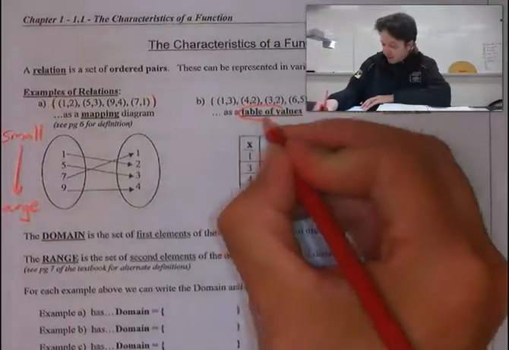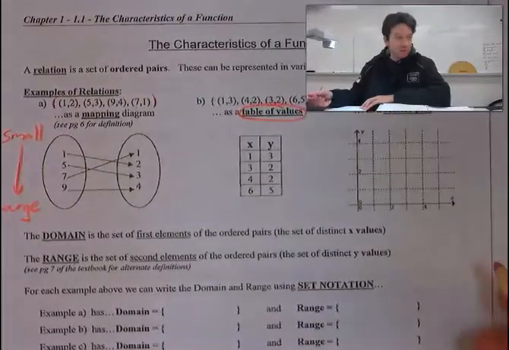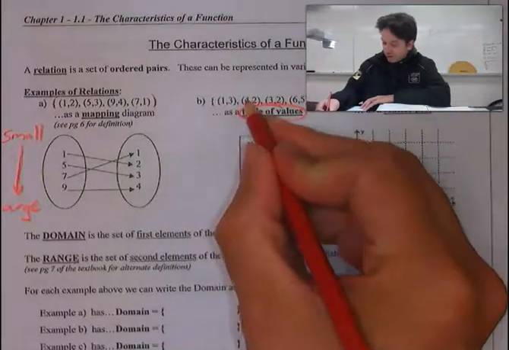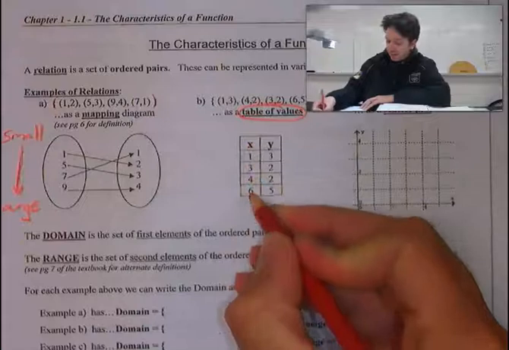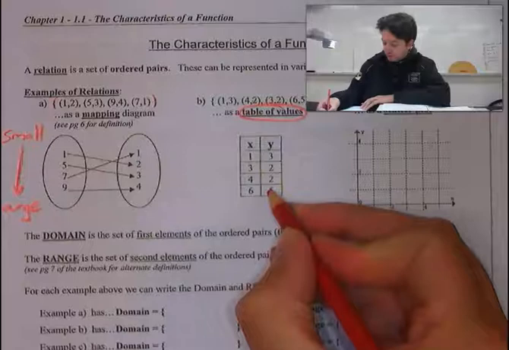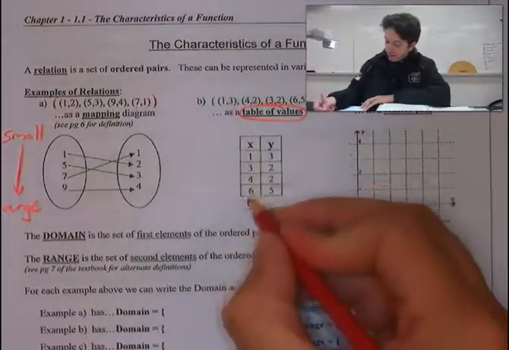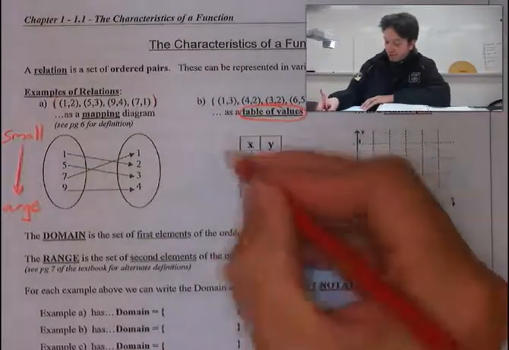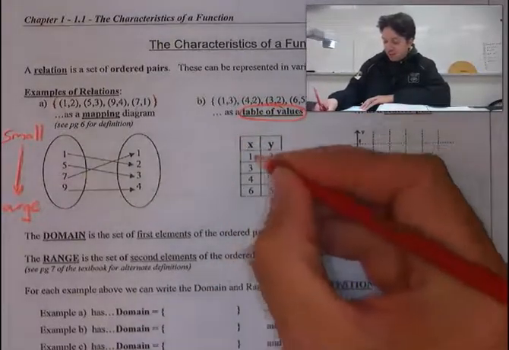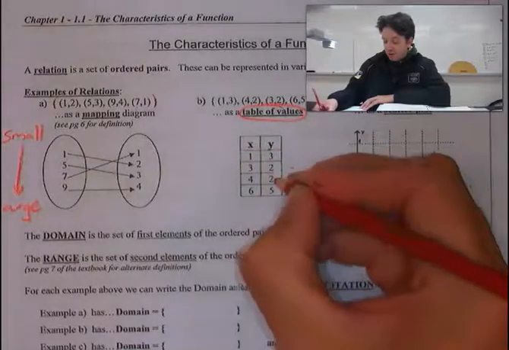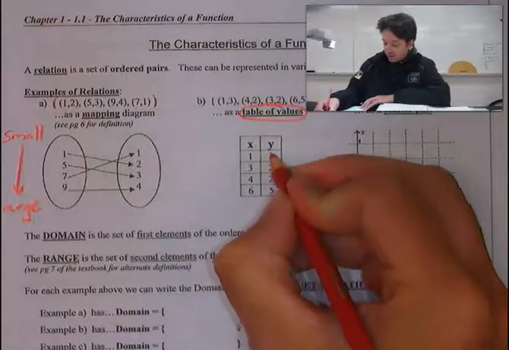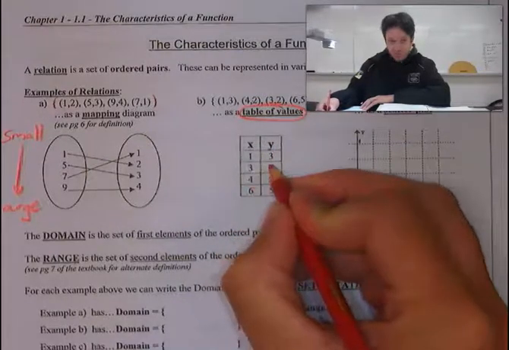Table of values is probably the one most of you are the most familiar with. Your first number in your pair is your x values, and your second number in your pair is your y values. I put the x values in increasing order from small to large, but of course you can't do that with your y values because your y values must properly match with their corresponding x values. So for example, 1 and 3, 3 and 2.